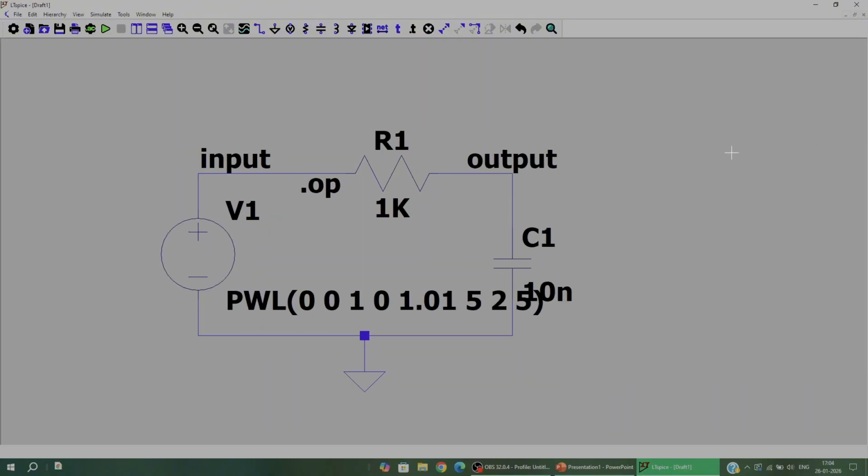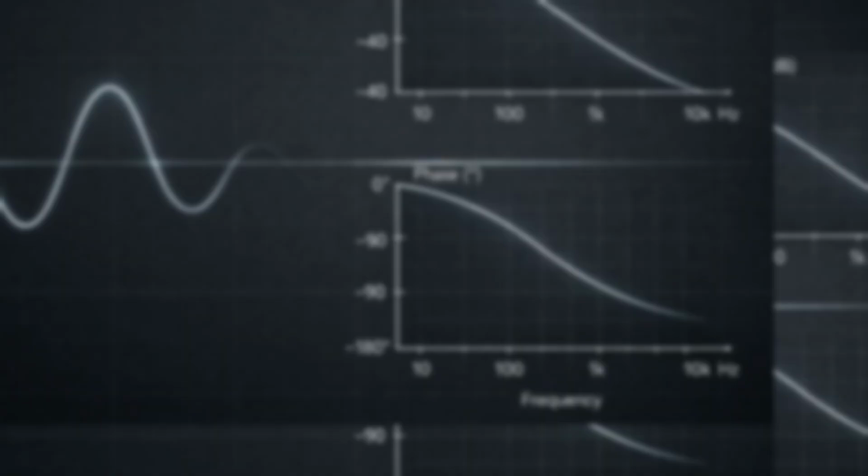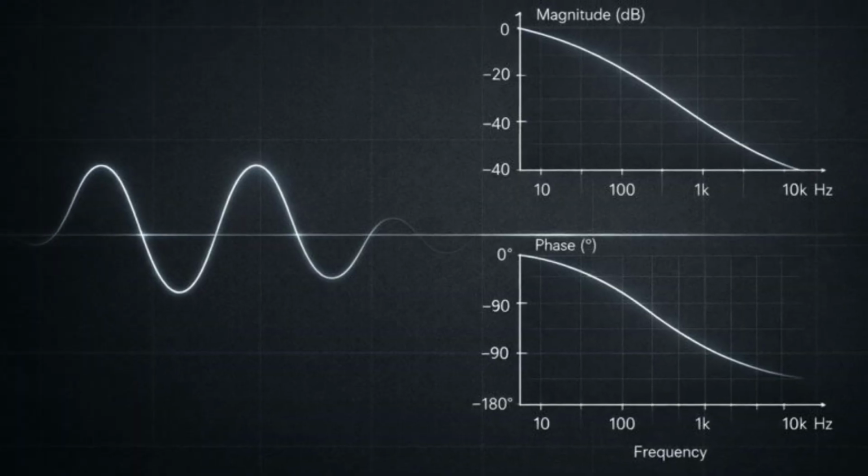That's all for today. This was DC analysis. Next, we'll look at AC analysis and see how circuits behave when signals vary with time.